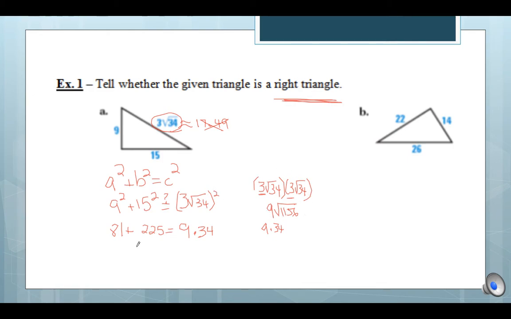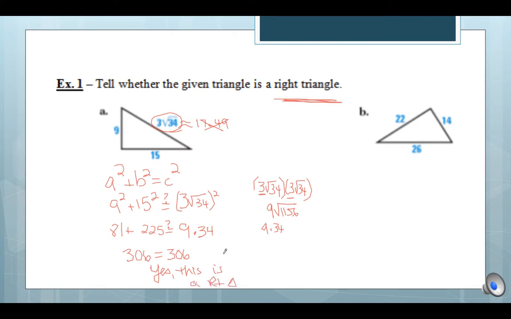All right, let's continue over here in our equation. 81 plus 225 simplifies to be 306. And again, at this point, we still don't know if those are equal. Well, 9 times 34 also simplifies to be 306. So anytime that a squared plus b squared is equal to c squared, which it is in this case, then that means that, yes, this is a right triangle.